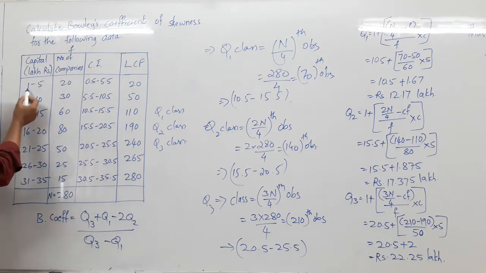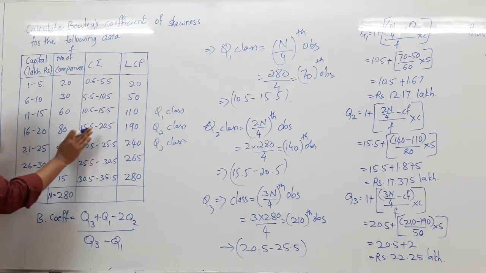Now as you see, 1 to 5, 6 to 10, 11 to 15, 16 to 20, 21 to 25, 26 to 30, 31 to 35. If you see, these are not exclusive. These are inclusive class intervals. So what do we have to do? We have to convert them into exclusive class intervals.